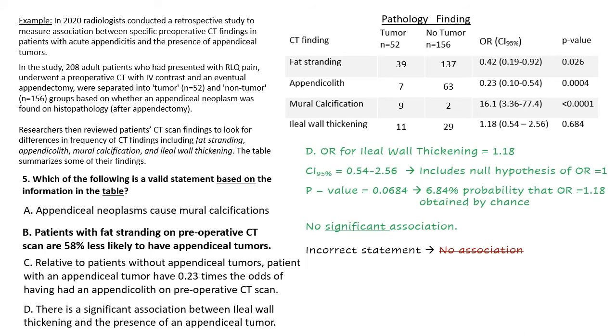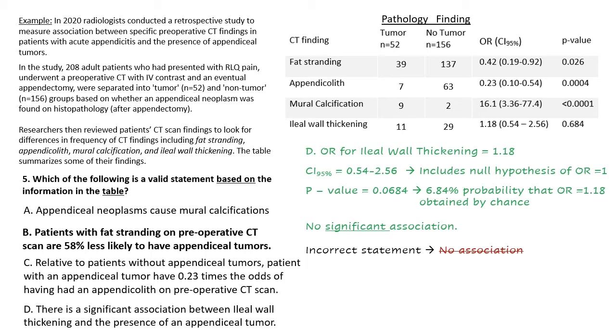So the odds ratio associated with ileal wall thickening is 1.18, which at face value suggests a positive association. However, when we look at the confidence interval, we see that it includes the number 1. That is, it includes the null hypothesis of no association between ileal wall thickening and appendiceal tumors, which would yield an odds ratio of 1. This indicates that the association is not statistically significant.